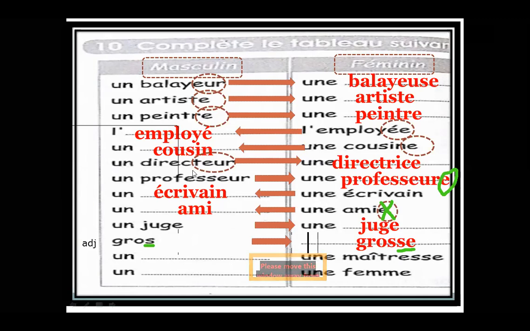In maîtresse, what does it mean? Gros, the meaning of gros, it means large. I will type it for you right now. Gros, it means large or big.